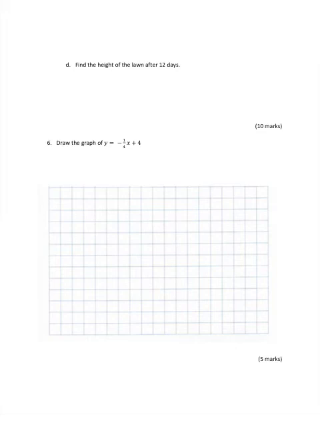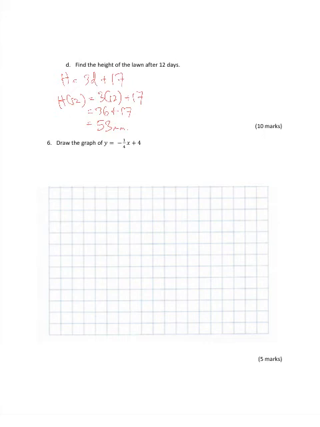Find the height of the lawn after 12 days. So I need to rewrite that equation. Height is equal to 3 times the number of days plus 17. We want to know what the height is going to be after 12 days. So the height for 12 days is going to be 3 times 12 plus 17. 36 plus 17. Count my fingers. 36, 37, 38, 39, 40, 41, 42, 43, 53 millimeters. Hopefully that's right.